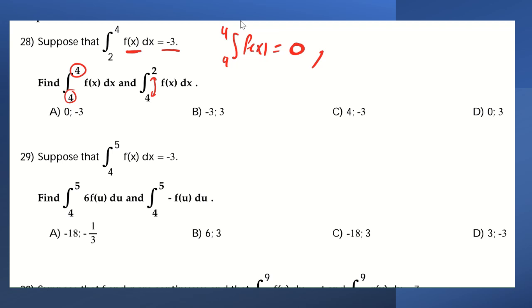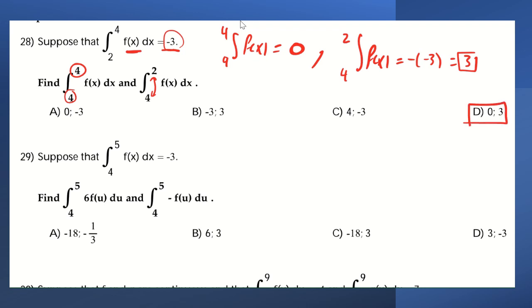But from 4 to 2, I'm going to flip the values of the boundaries, from 4 to 2 for the function. I'm going to change the sign of the answer. So it's -3, so it's +3. So the answer is 0 and 3.